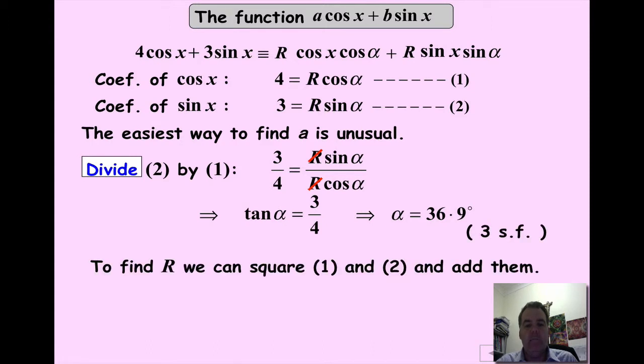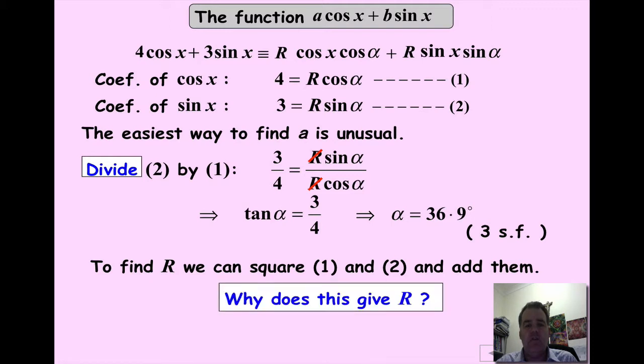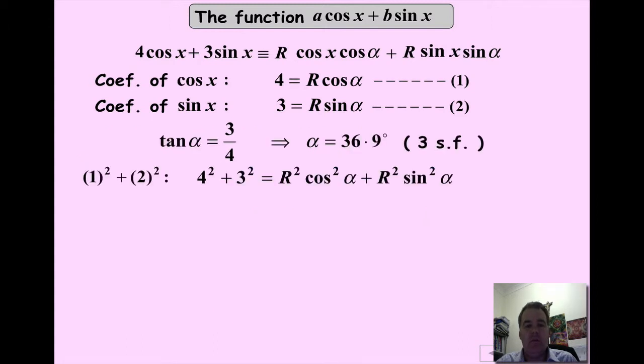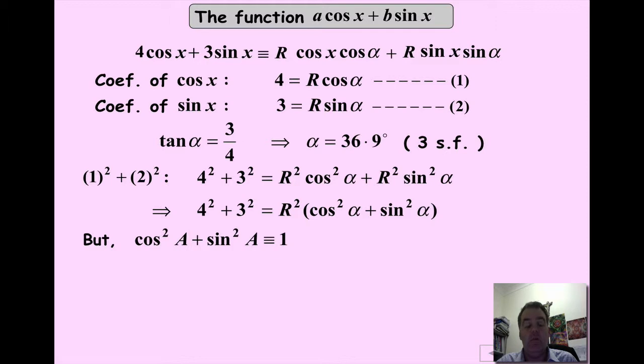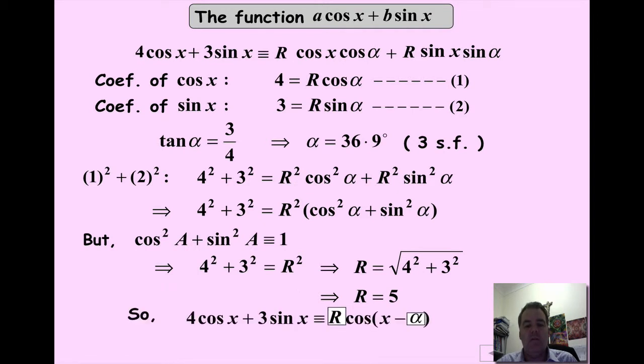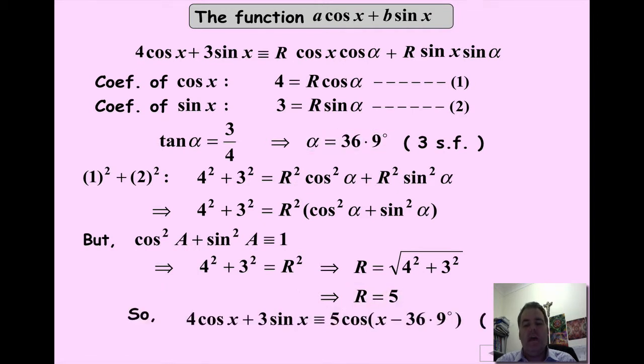Once we've found that one, the way that you find r is to go back to those first two equations, square and add. Now why would squaring and adding help us here? The reason is when we do that, on the right hand side, we factorize r squared, and we get cos squared alpha plus sin squared alpha, which we know is equal to 1. So therefore we get r squared is 4 squared plus 3 squared, so r is equal to 5. So now that is the exact situation for 4 cos x plus 3 sin x.